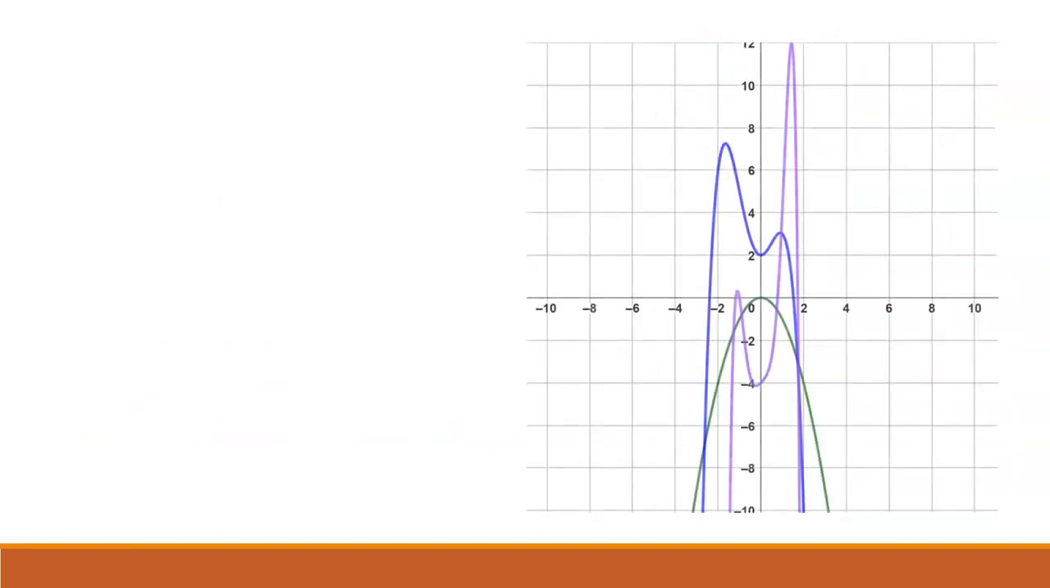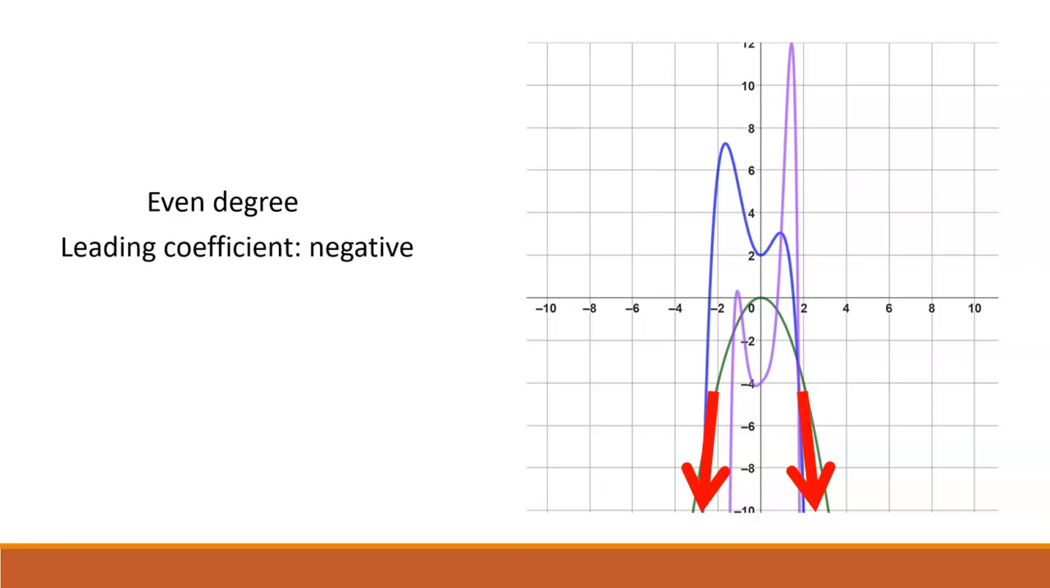Let's look at one more set of equations. We can see that the left and right ends on all these functions point in the same direction, down. Since they're in the same direction, we know that these are even degree functions. And since the right side points down, we know that the leading coefficient is negative.